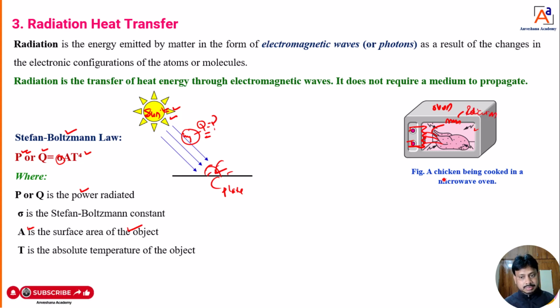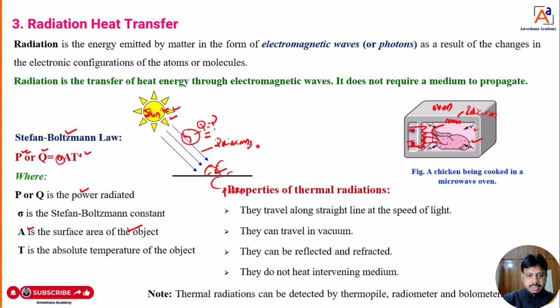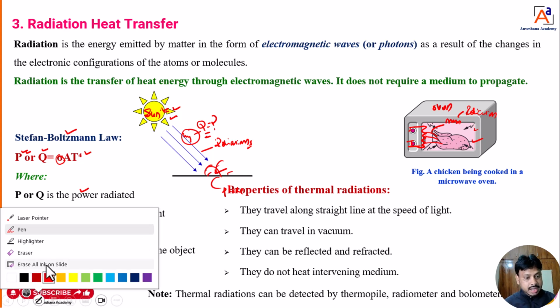This is one example: a chicken being cooked in a microwave oven. That oven is one of the applications of radiation heat transfer. Whatever heat is transferred this way, we call radiation heat transfer. That energy is emitted in the form of radiations or electromagnetic waves, which play a very important role in heat transfer. Thermal radiations have some properties.